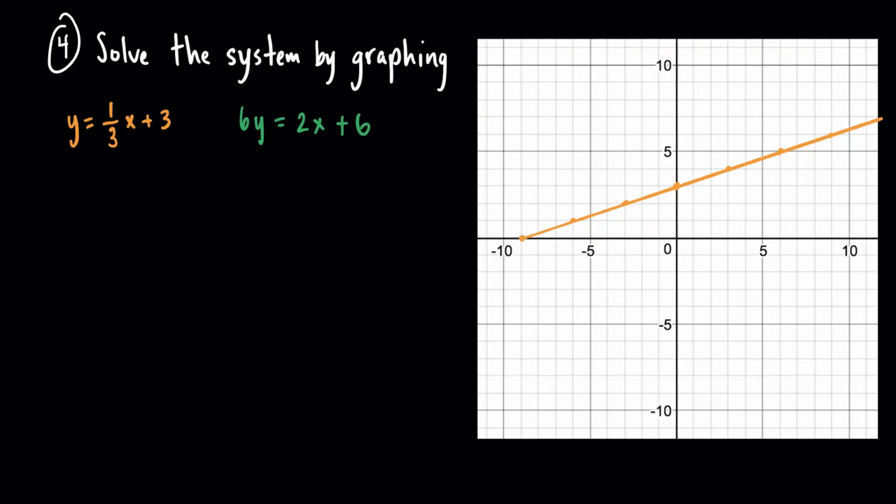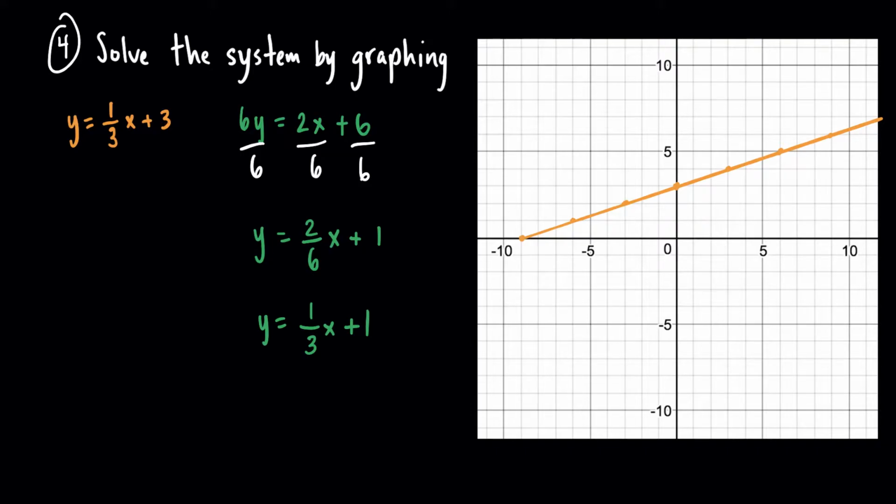And now let's solve this green equation for y. We're going to divide everything here by 6. And we will end up with y is equal to 2/6 x plus, and then 6 over 6 is just 1. If you'd like, you can graph it as is. Sometimes I like to simplify the fraction. 2/6 is really 1/3. You can divide the top and bottom by 3. So the green one is really 1/3 x plus 1.